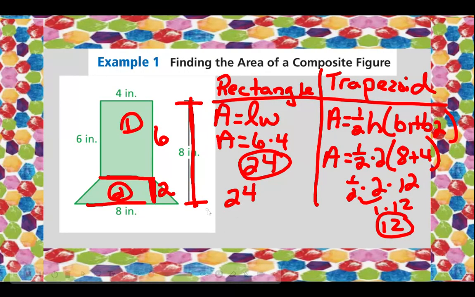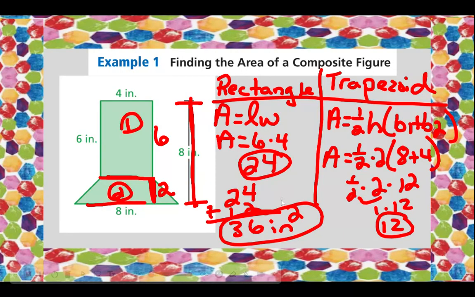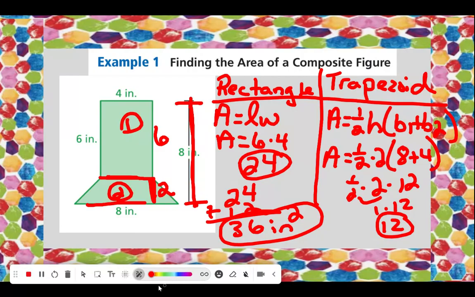So 24 plus 12 equals 36 inches squared. Okay, so you just divide into shapes that you know. It does take a lot of work. Great job.